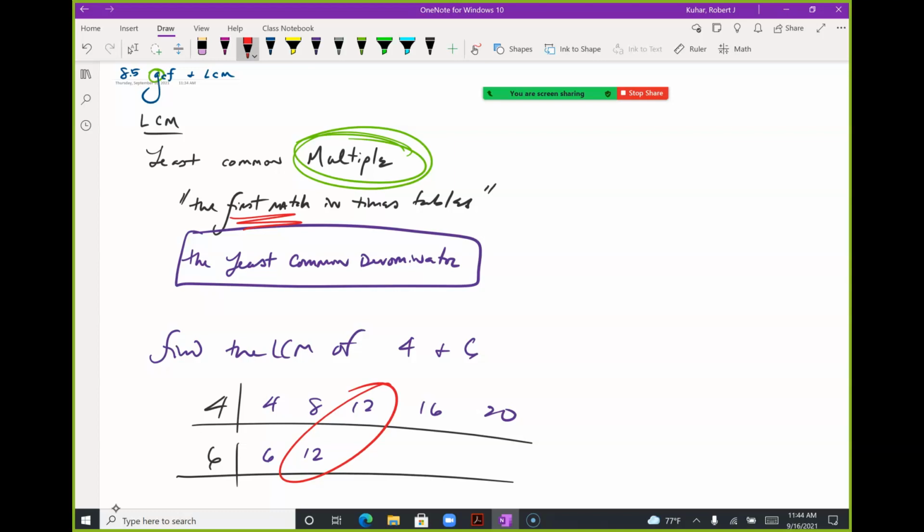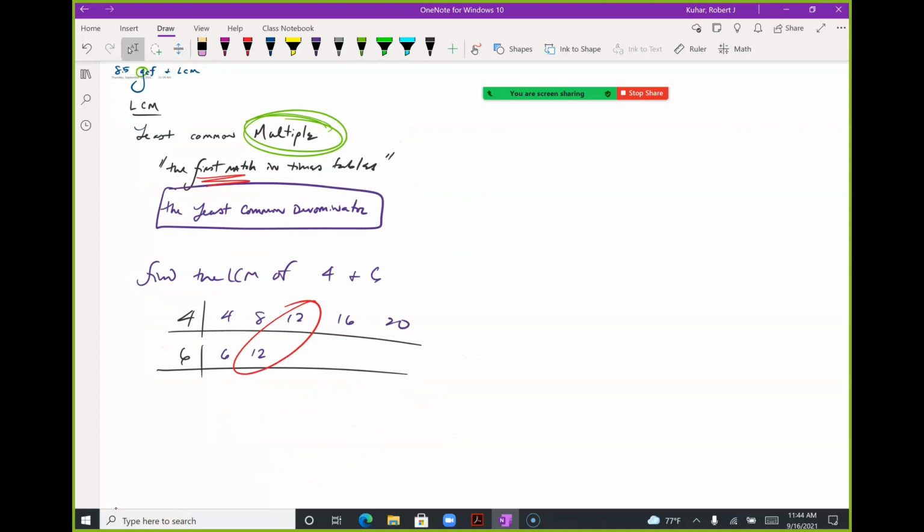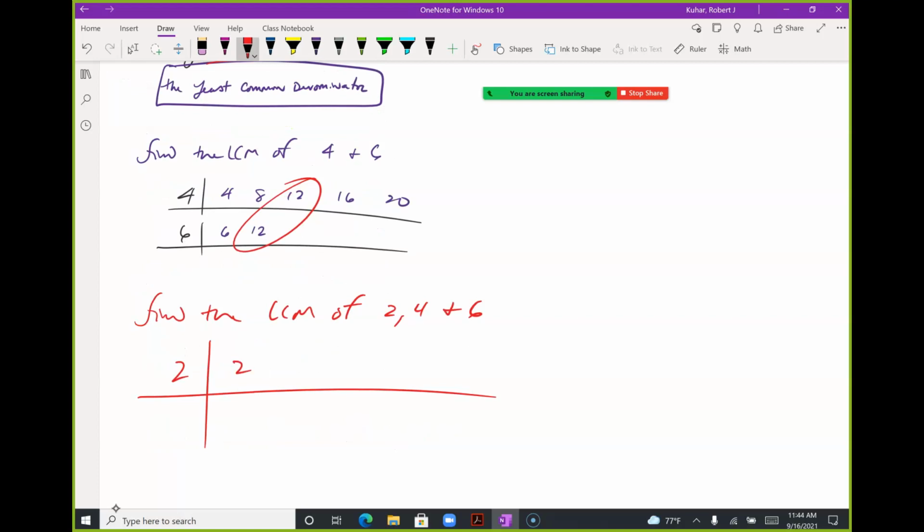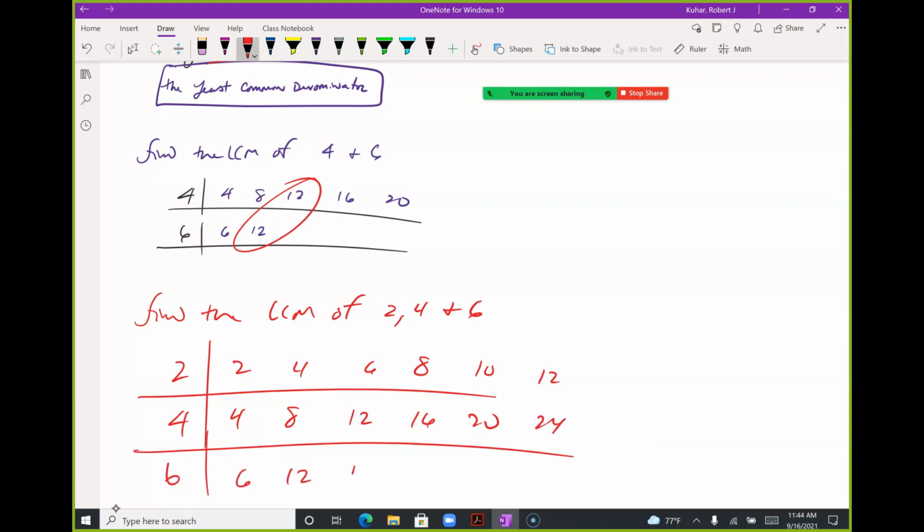And of course I could do it with 3 numbers. You can imagine if I did 2, 4, and 6. Find the LCM of 2, 4, and 6. So I'm just going 2's: 2, 4, 6, 8, 10, 12. 4's: 4, 8, 12, 16, 20, 24. 6's: 6, 12, 18. Okay, I got a 12. As soon as I get a match of 12, I've got my least common multiple.